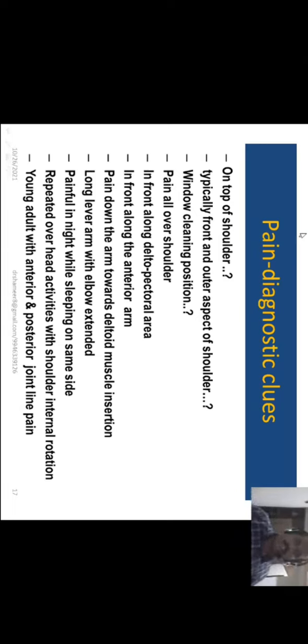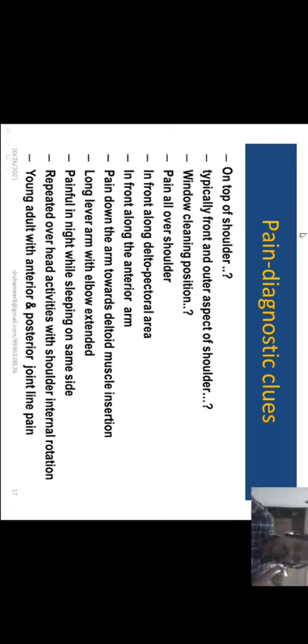Okay, I have a patient from abroad. He's a tabla player. After 12 hours of continuous tabla playing, he got severe pain in his shoulder. So what is the movement like this? It is the abduction and internal rotation. Okay, this is the movement. So the window cleaning position, bathroom cleaning position.